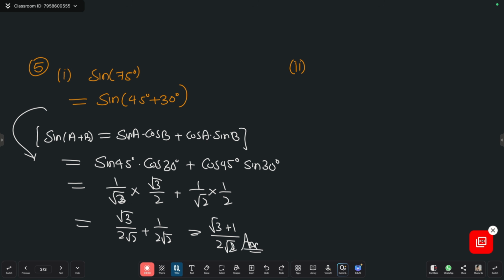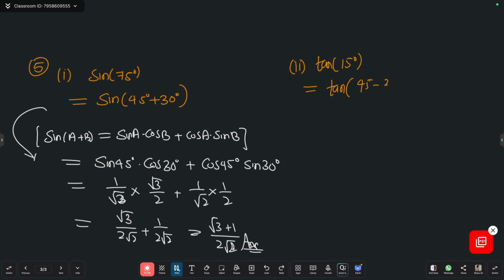Okay, note it. Next is, I think, tan 15 degree. 45 minus 30. Correct. Any other way? There are two possible ways. You have to write two known angles: sum of two known angles or difference of two known angles. 60 minus 45, that is also correct. 60 degree we know, 45 we know. 45 minus 30 or 60 minus 45, any one is correct.